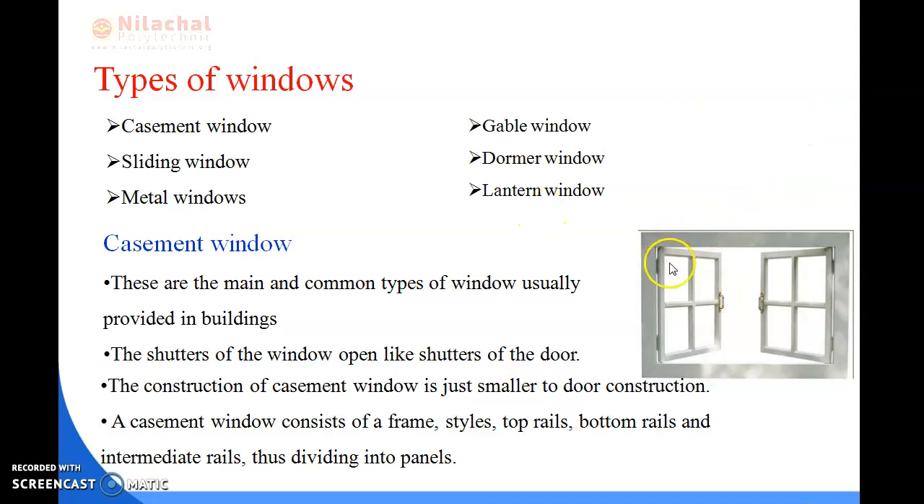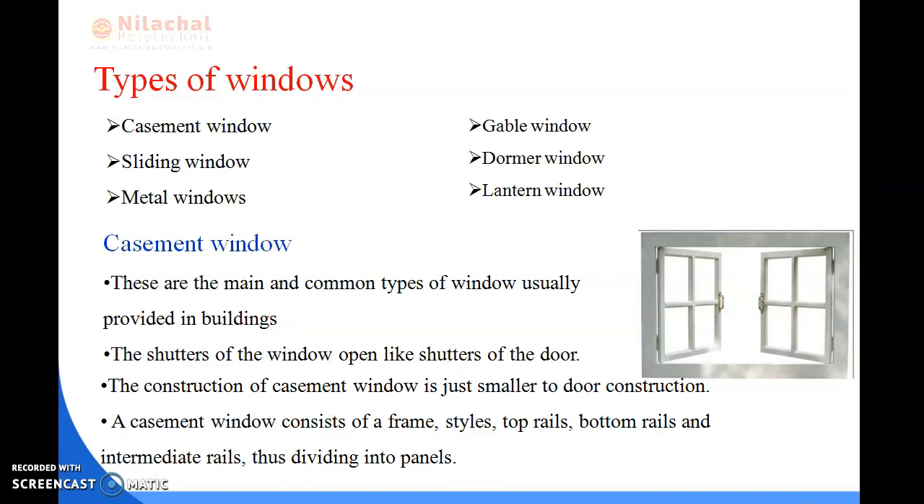Here you can see the diagram of a casement window. In our houses and buildings, we have seen this window. These are the main and common types of window usually provided in our buildings. The shutter of the window opens like the shutter of a door, and the construction of the casement window is just smaller than the door construction. A casement window consists of a frame, stiles, top rails, bottom rails and intermediate rails, thus dividing it into panels.